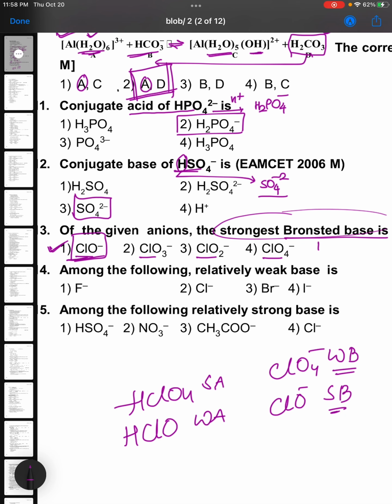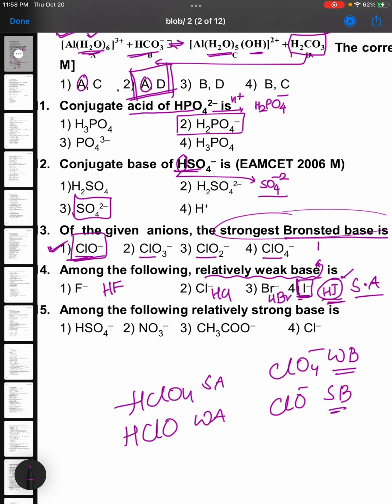Among the following, relatively weak base is, actually when these are given HF, HCl, HBr, HI, if you see, HI is the strong acid. So I- is the weak base. I- is the weak base because HI is the strong acid. If acid is strong, its conjugate base is weak.